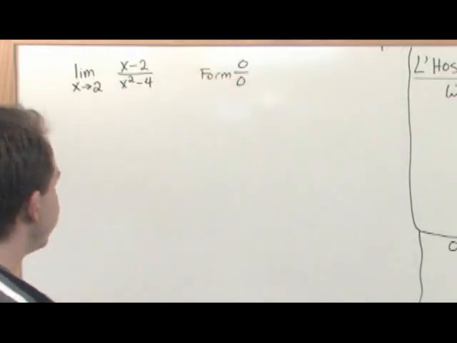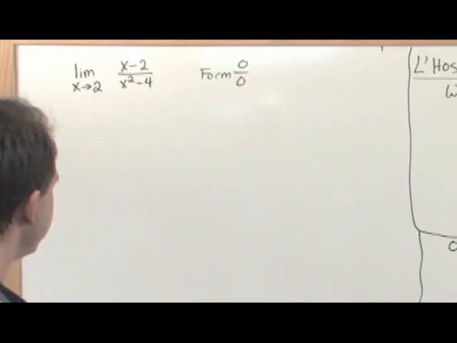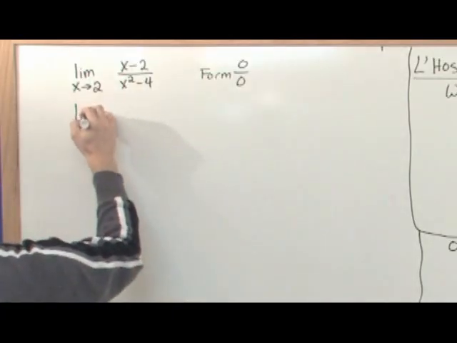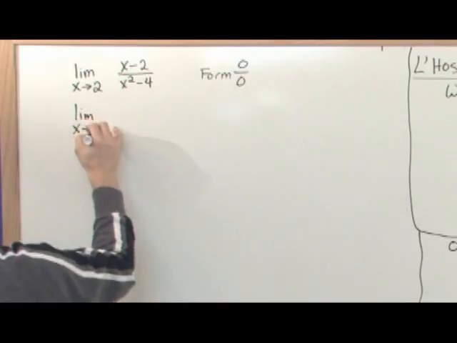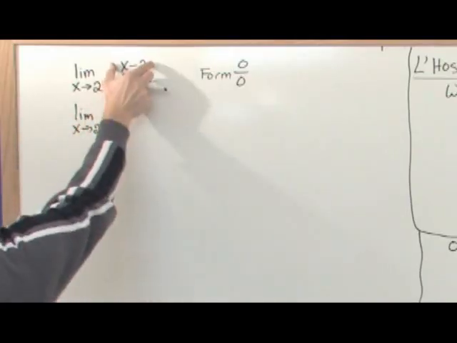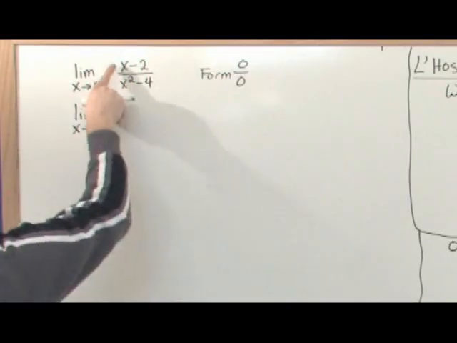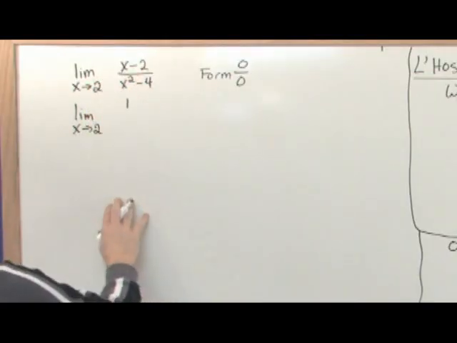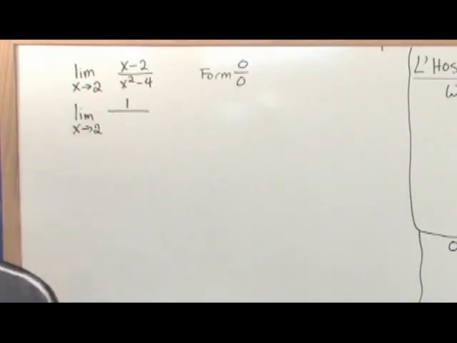So you do fall into the realm of what L'Hopital's rule can do for you, and so you can use it. The next thing you do is say limit as x approaches 2, because we're approaching the same limit, and now you just take the derivative of the top. Derivative of x minus 2. Well, the derivative of that is just going to be 1. Okay, that's from your basic calculus. The derivative of that is just 1.